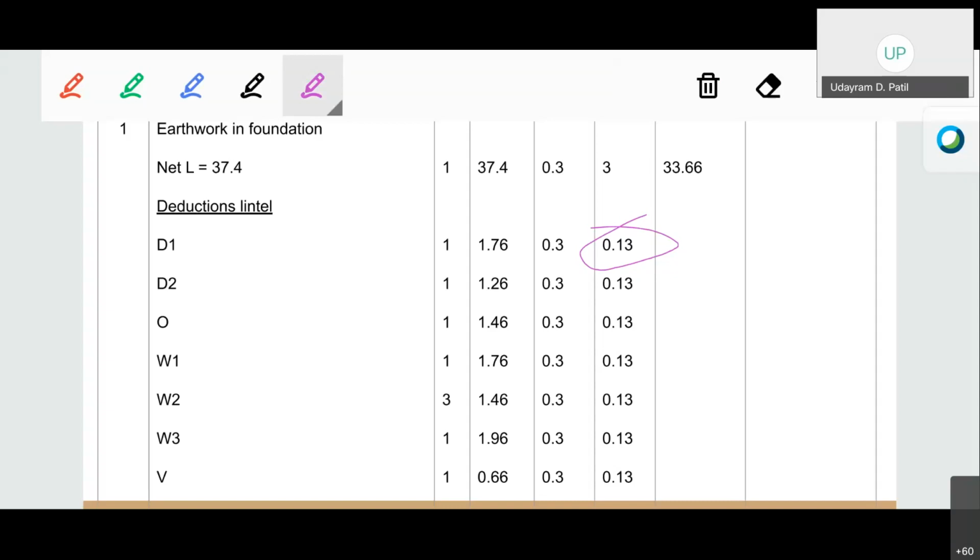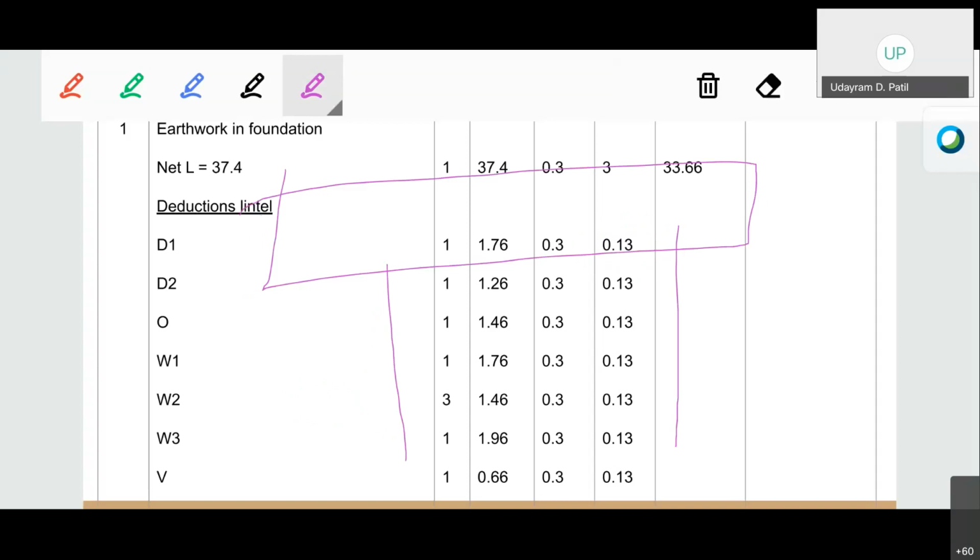in that case we wouldn't have considered this in the deductions. Now in our case the lintel is 0.13 meter, therefore we consider the lintel in the deductions. Again, as I have said, the offset for the lintel will be the depth of the lintel. So total length will be, suppose in case of D1 the length was 1.5 meter, the door was 1.5 meter. Again, the depth of the particular lintel is 0.13.